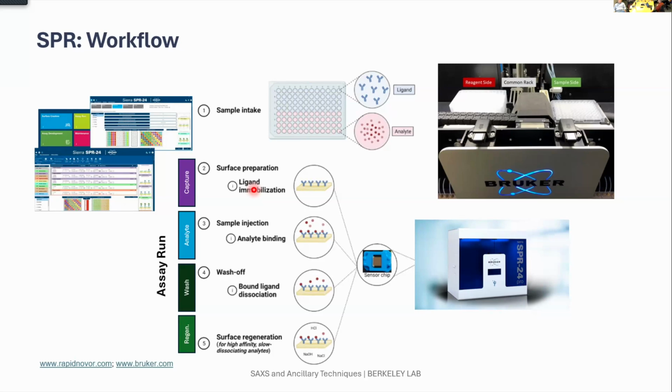But here we can have anything, like DNA, RNA, or antibodies, or any other proteins attached to the surface. So we attach this with different types of chemistry. So this is another thing that we can use, different chips. So this is how the chip looks like.